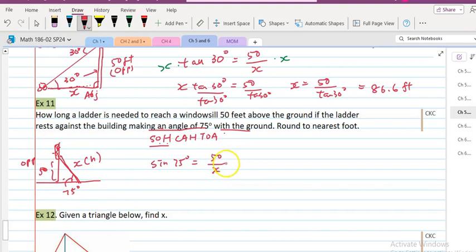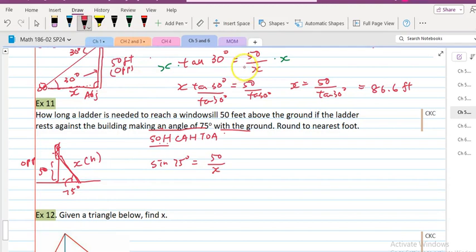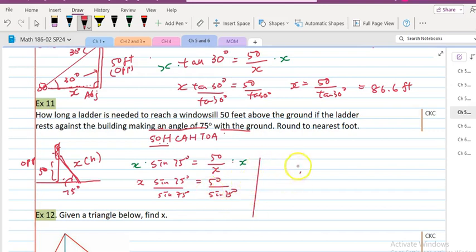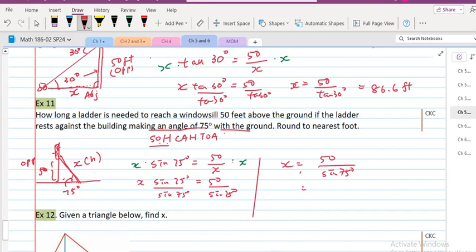So again, I need to clear the denominator. Because my X is in the denominator, multiply X on both sides. But after that, I still don't know what my X is, because it's X sine 75 degrees equal to 50. So I divide by sine 75 degrees on both sides. Sometimes you multiply and it would be done. Sometimes you have to divide. Divided by sine 75 degrees. So put in the calculator 50 times sine 75. 48.3. X is equal to 48.3.